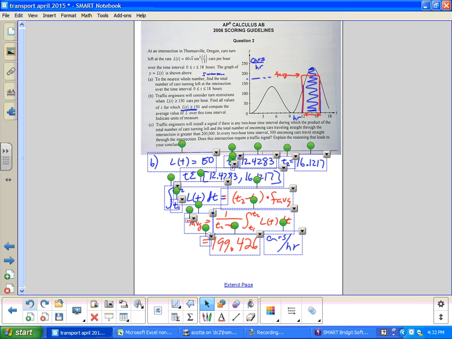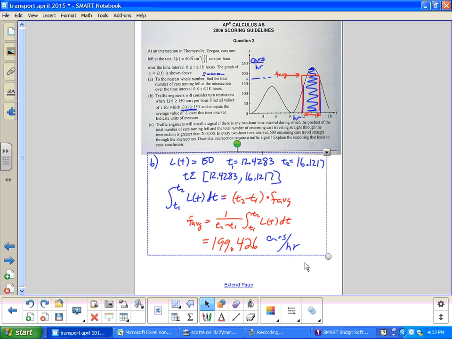199.426 is not good enough. You must have the units also. And it would be arguable I might want to put hours on these 2 times. So, guys, probably should have put hours on those 2 also.